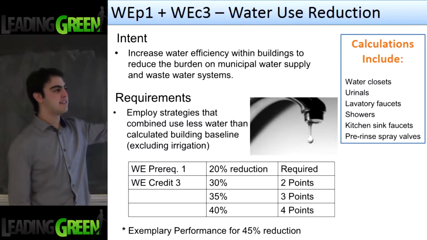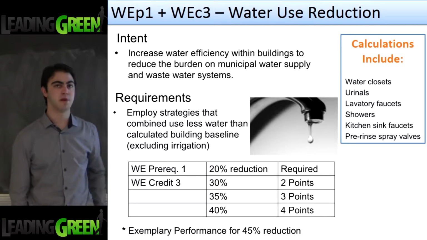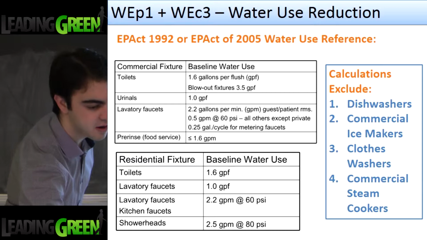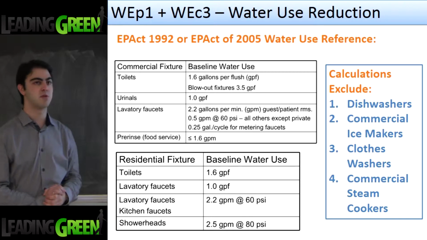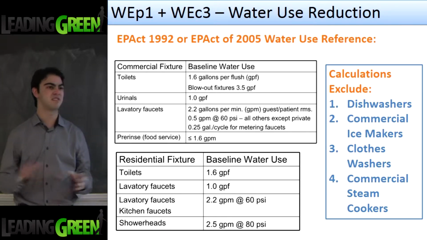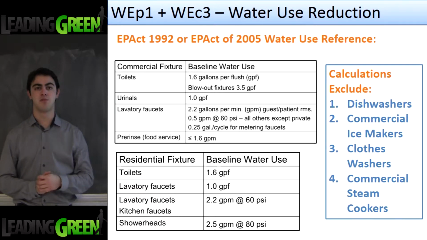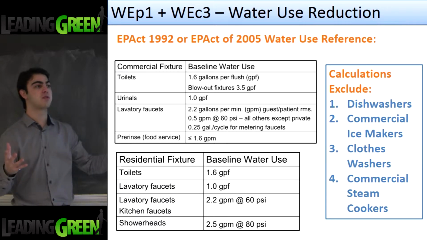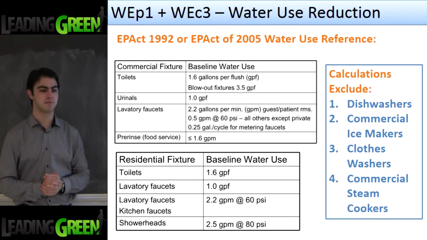This baseline and design case calculation includes toilets, urinals, bathroom faucets, showers, kitchen sinks, and pre-rinse spray valves if you have it. However, it does not include the following. So this credit does not take into account dishwashers, commercial ice makers, clothing washers, or commercial steam coolers, because they use so much water to really skew the results. So if you really have a dual flush toilet, it's going to improve your water usage a lot. But if you're including those 4 items that use so much water, that improvement will be minimized, and it's going to skew the results a lot if you include them.